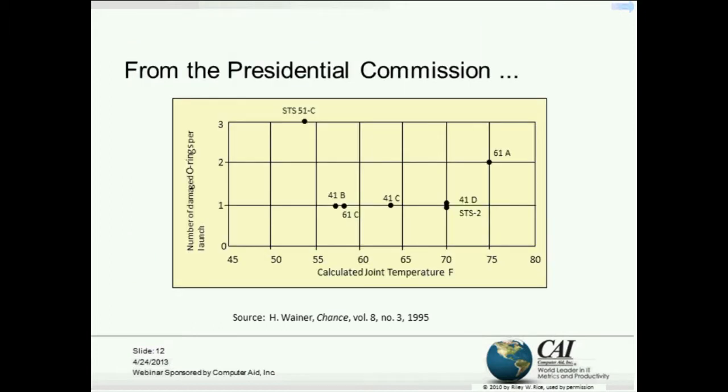All right, here was, of many things, one of the graphs illustrated by the Presidential Commission that followed. This was an important graph that was presented to support whether or not to launch. You'll notice the vertical axis is how many damaged O-rings there were per launch. Each of these little designations here is the launch designation, the number of the launch. And each dot shows what the calculated joint temperature was in degrees Fahrenheit, which is roughly approximately what the air temperature was. And when the temperature was that, for example, here would be 53 degrees Fahrenheit, there were 3 incidences of damaged O-ring.